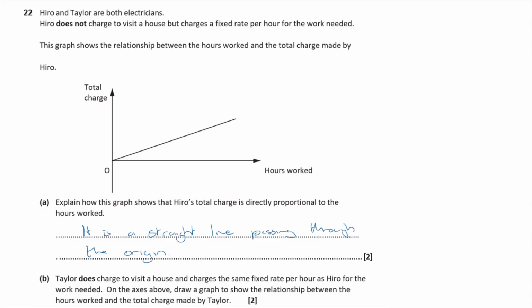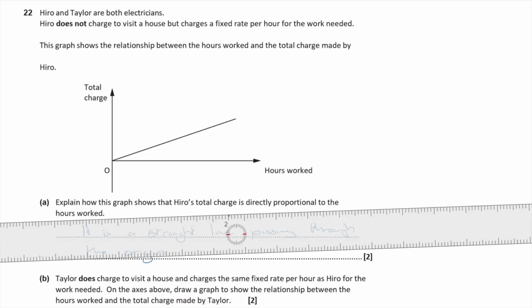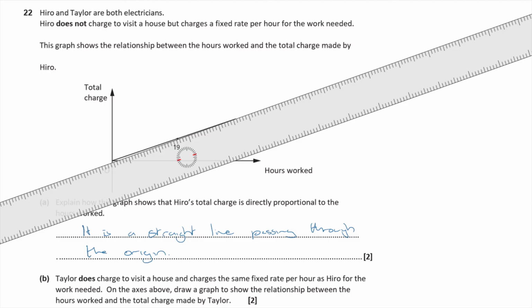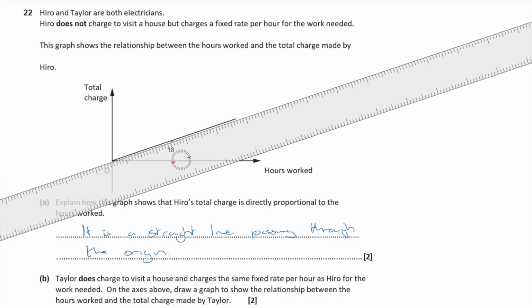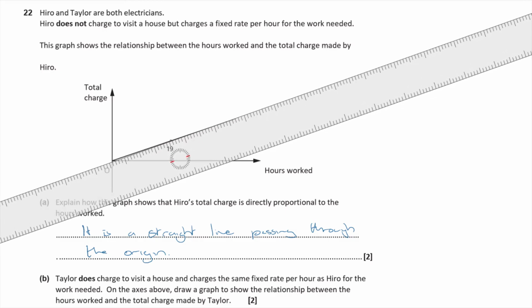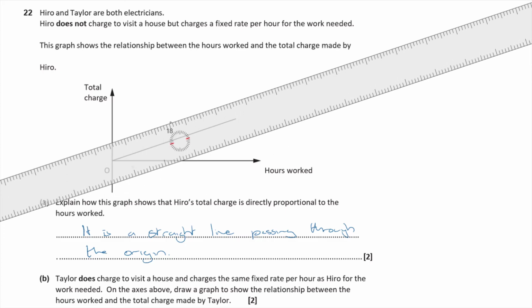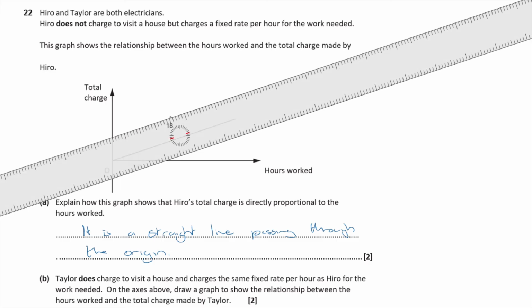So Taylor charges the same fixed rate, and that means that the gradient of Taylor's graph is going to be the same. Okay, so it's going to go up at the same angle as Hero's, but his is going to have a fixed charge, so it's going to be a little bit up from here. It's not going to pass through the origin. It's going to go in the same direction but not starting at the origin, but a bit above like that.